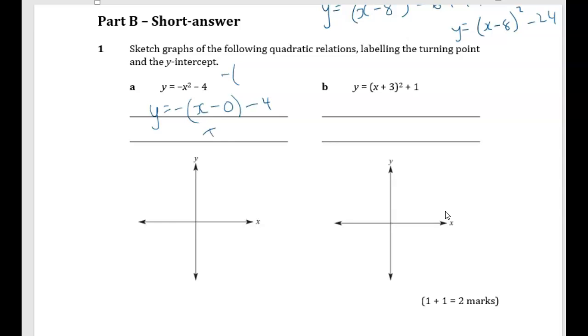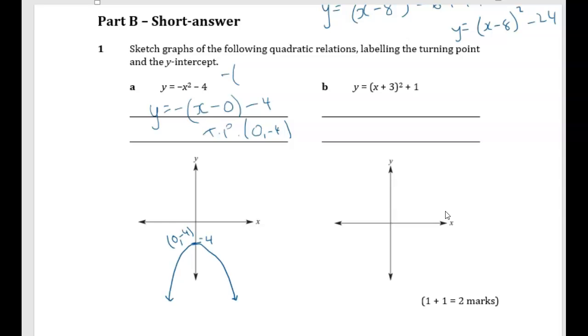So my turning point is at 0, negative 4, which kind of makes sense because I know the graph has been reflected and it's been shifted down 4. So we go down to negative 4 and then just draw it like that. So probably the turning point and the y-intercept are the same thing. So I've written there at 0 and negative 4, but let's just write the coordinates there.